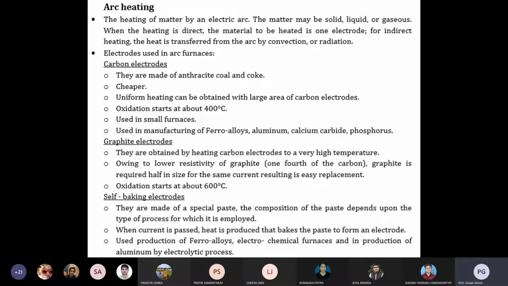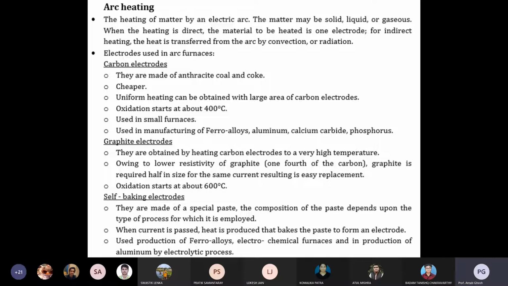Now we are going to discuss arc heating, and the importance of arc heating. So what is arc heating? If you recall the previous classes, there are both direct and indirect methods available in arc heating. You are using one electrode, the charge as an electrode, and another electrode is there.